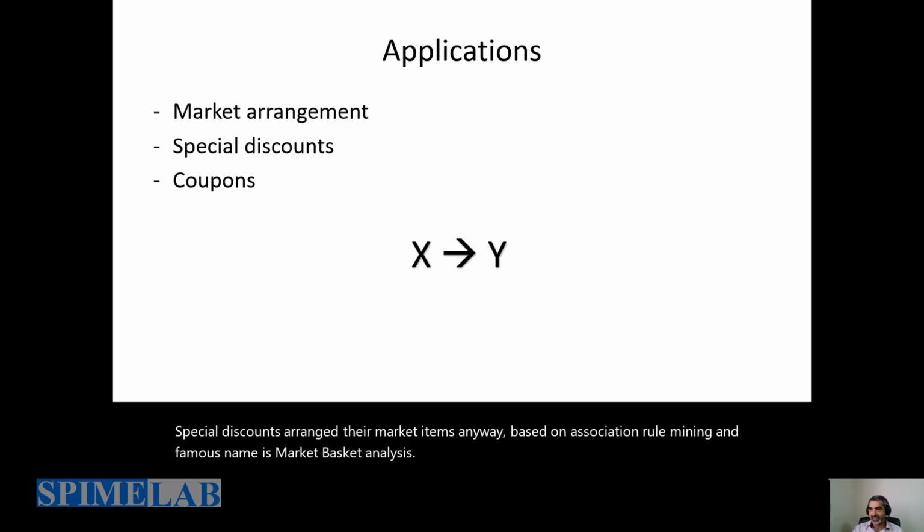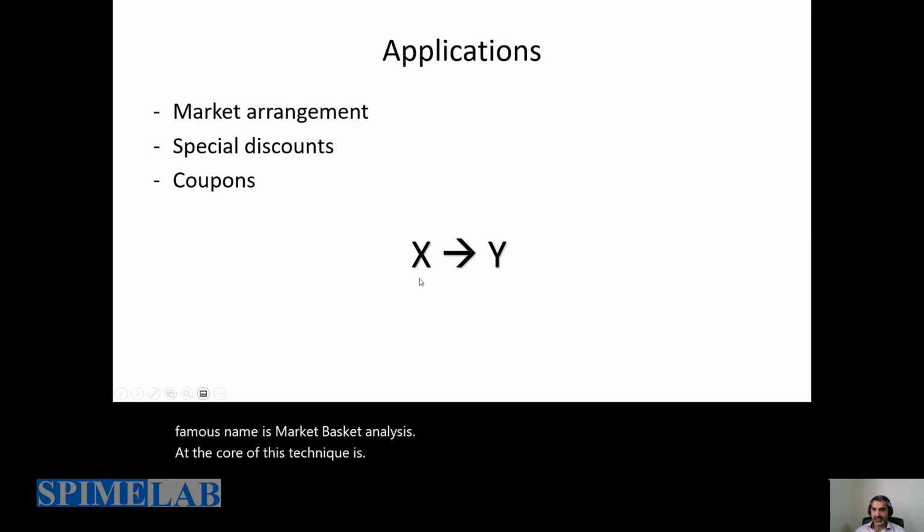At the core of this technique are these two things. X leads to Y. So if we know X, we can predict that Y will happen. On the left-hand side of this equation, we say X is the antecedent. On the right-hand side, whatever is there, we call it the consequent. In an association rule, we discover antecedents that lead to consequents.